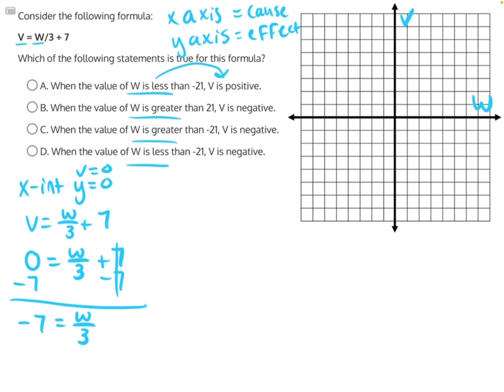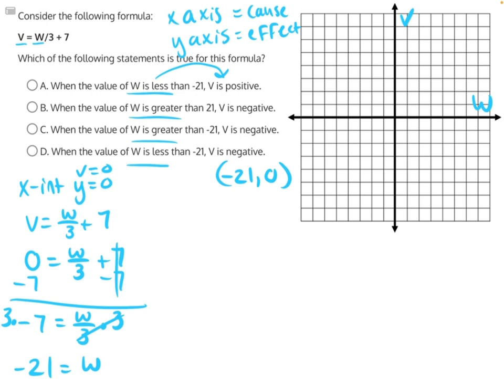W is being divided by 3, so the opposite operation would be multiplication to both sides. These 3's will cancel, leaving us with 3 times negative 7, which is negative 21. So our first coordinate point is going to be negative 21, comma 0.